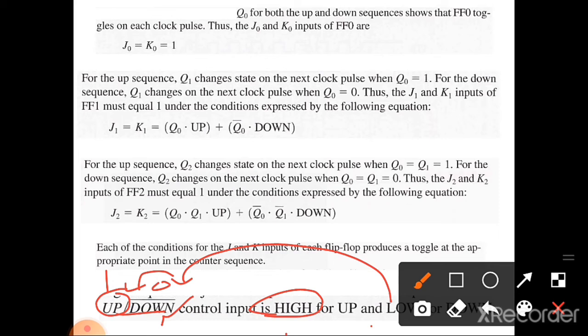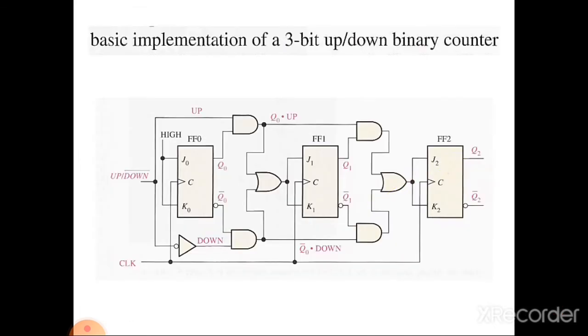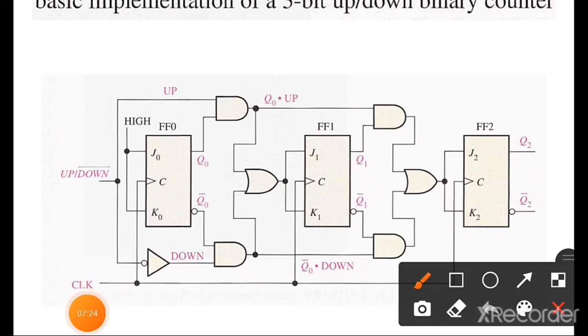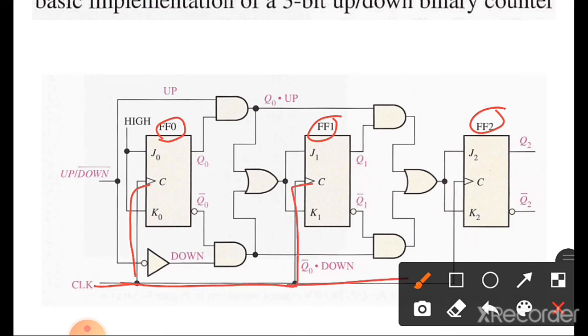So based on this sequence, we are drawing the logical diagram. This is a 3-bit binary up-down counter. So there are 3 flip-flops: flip-flop 0, 1, 2. Initially we assign a clock. A single clock pulse is given to the clock inputs of all 3 flip-flops, and they are JK flip-flops.